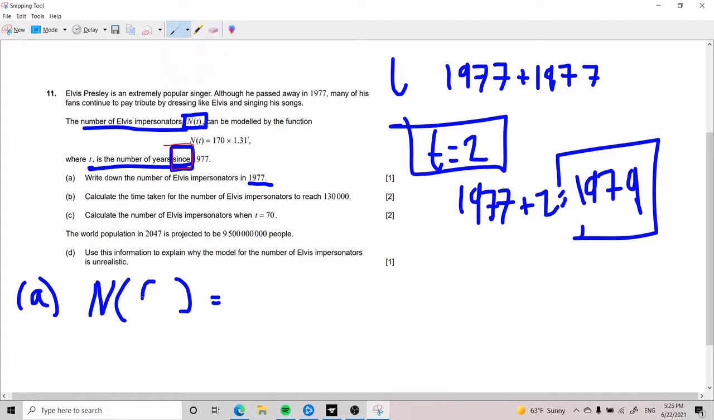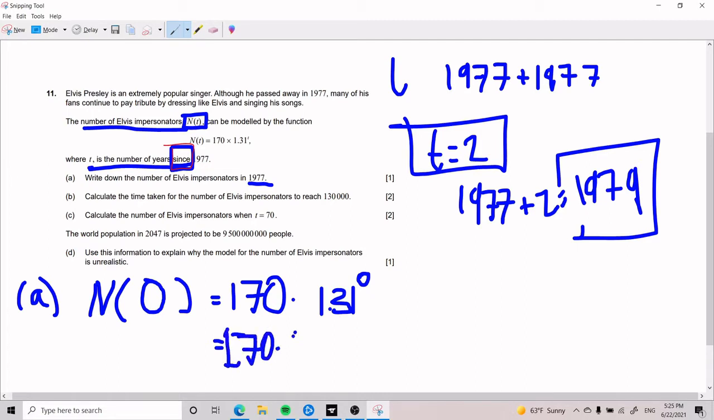and so here we would need to plug in, curiously, the number 0, right? And so we have 170 times 1.31 to the power of 0, all right? And anything to the power of 0 is just going to be 1. So this is 170 times 1, which is of course simply 170. And so that is for part A.